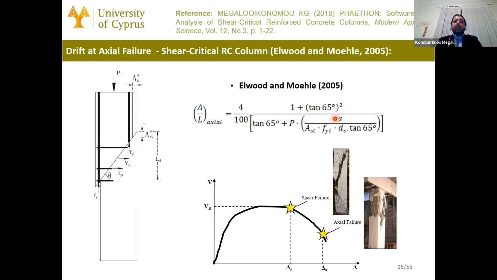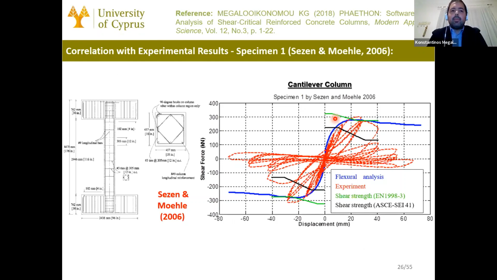And now, to correlate this fiber model and this process of defining the capacity curve with experimental results, we compare with specimen one from Professors Sezen and Mele, a column test, and you can see here the equivalent cantilever and the experimental response.